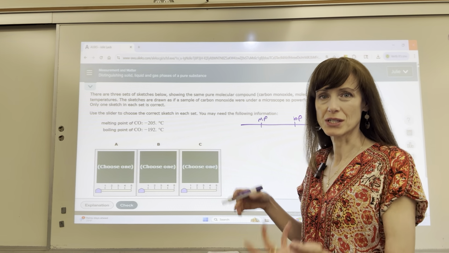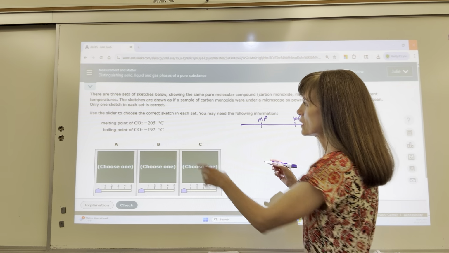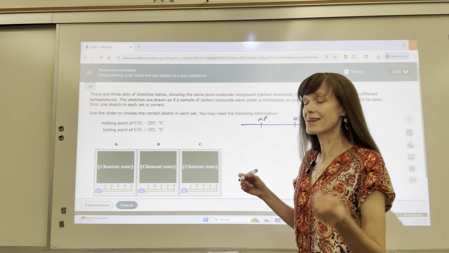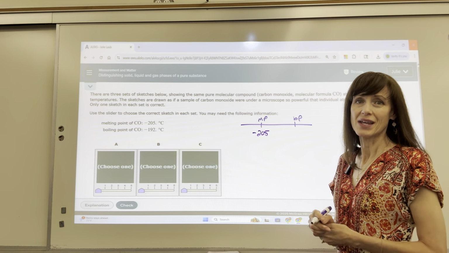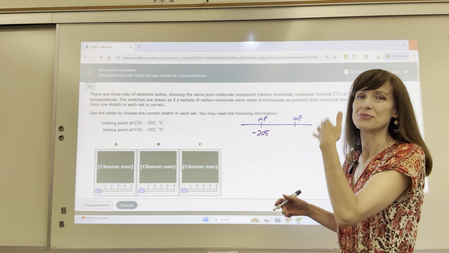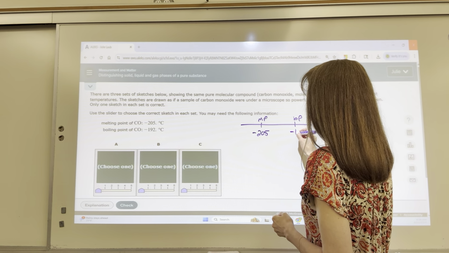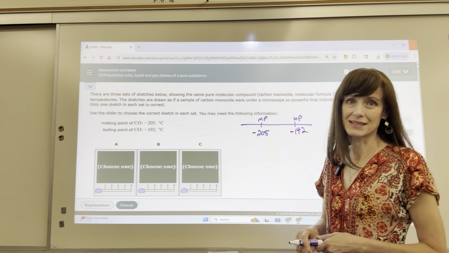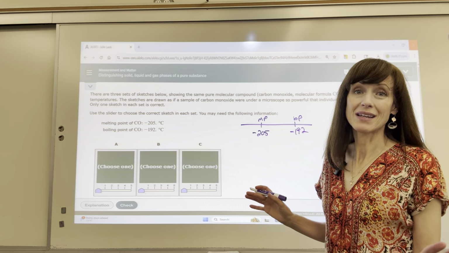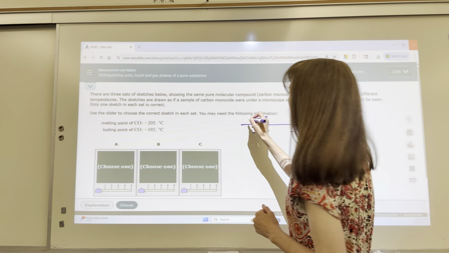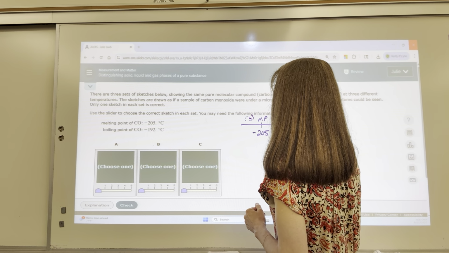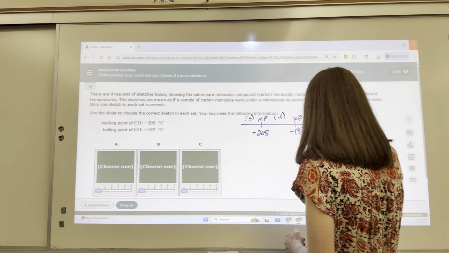Melting point, you know, is changing phase from the solid to the liquid. Here they tell us for carbon monoxide that is negative 205 degrees C. Now the boiling point, changing from liquid to gas, is negative 192 degrees C. Now above this, just to make it easy for us, I'm going to write down our phases on the number line. We've got solid, liquid, and gas.